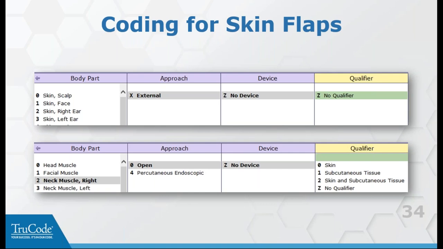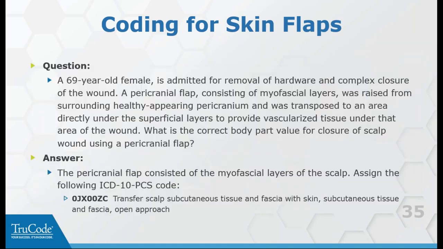So we're going to assign a code for transfer facial muscle with skin and subcutaneous tissue for the rotation. And then in this case, a muscle flap was anastomosed across the cleft, which covered the defect, and the body part transferred remained connected to its vascular supply. So again, because it remained connected, we're looking at a transfer as our root operation.